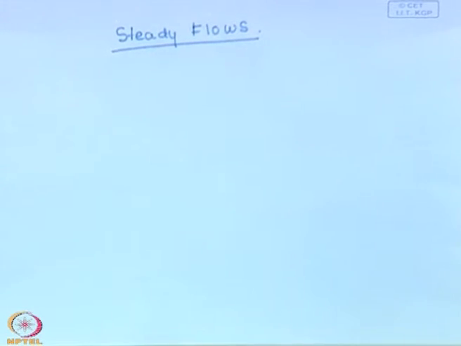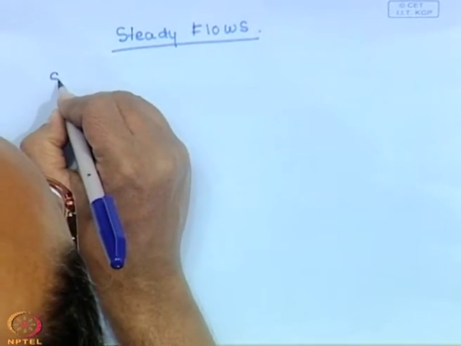What do we mean by a steady flow? A steady flow is a situation where we have a velocity and we have a density, but everything is time independent. Okay. Now, for steady flows, you can define something called a streamline, streamlines.